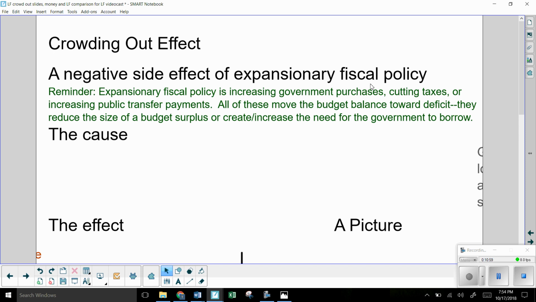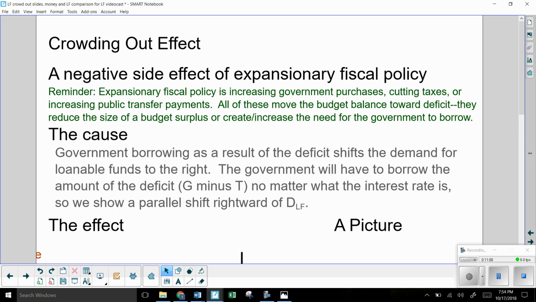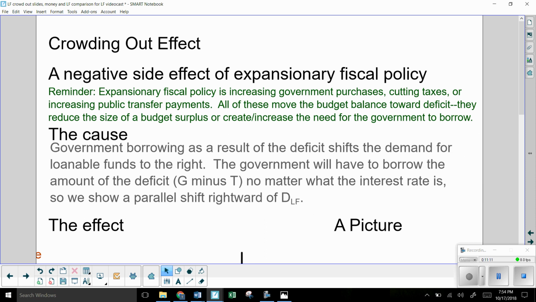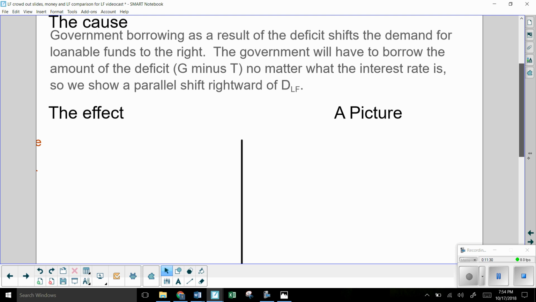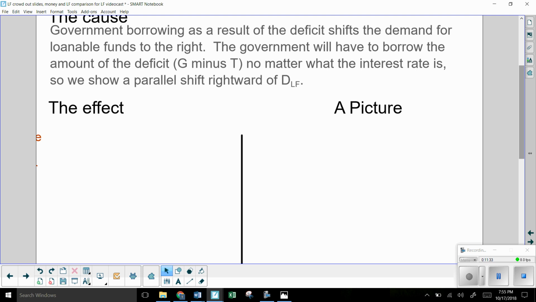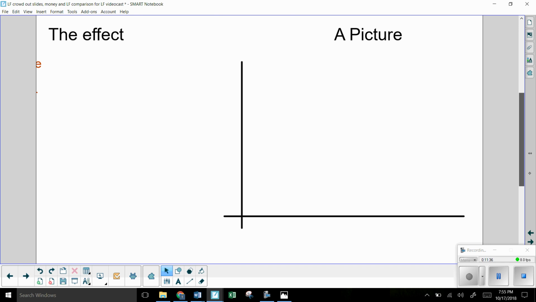And here we get the crowding out effect. It's obviously a process that involves cause and effect, so we'll think about how that works. Here's an explanation that I wrote up in advance. Government borrowing, as a result of the deficit, shifts the demand for loanable funds to the right. The government will have to borrow the amount of the deficit, however much G was minus T, no matter what the interest rate is. So we show a parallel rightward shift of the demand for loanable funds. And now we're going to start thinking about the effect of that parallel rightward shift of the demand for loanable funds.